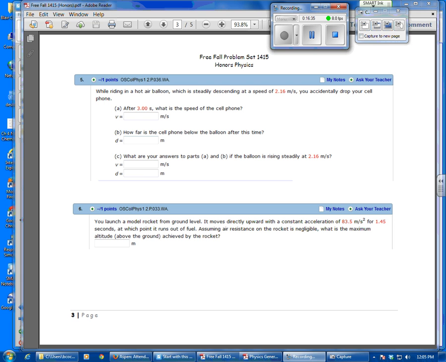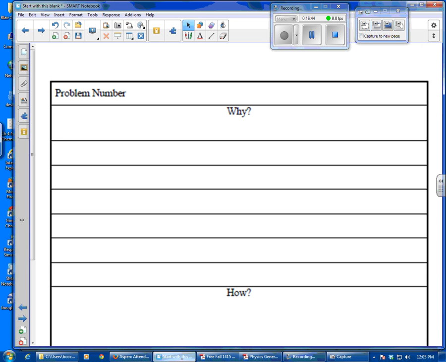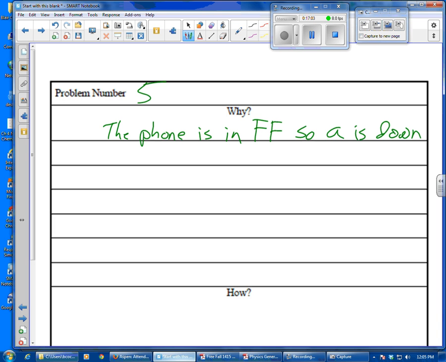So, 2 very important factors here that would need to be in your Y. The first one, hopefully by this point, is fairly obvious. The phone is in free fall, so A is down 9.80 meters per second squared. All right, hopefully by this point, everyone's got that in every one of their Y's for this assignment.